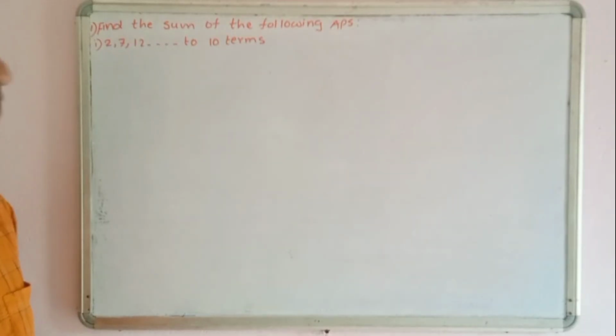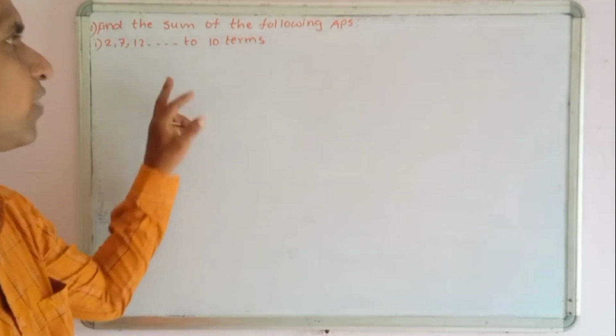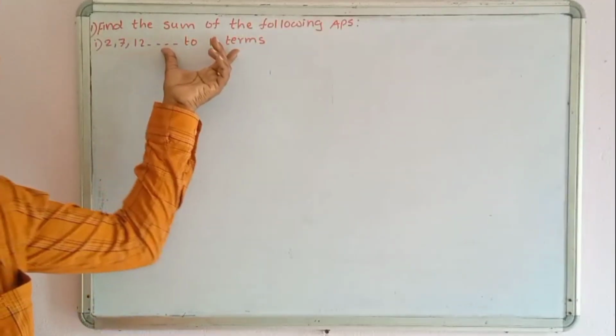Arithmetic Progressions, exercise 5.3, problem 1. Find the sum of the following APs: 2, 7, 12, and so on up to 10 terms. Find the sum.